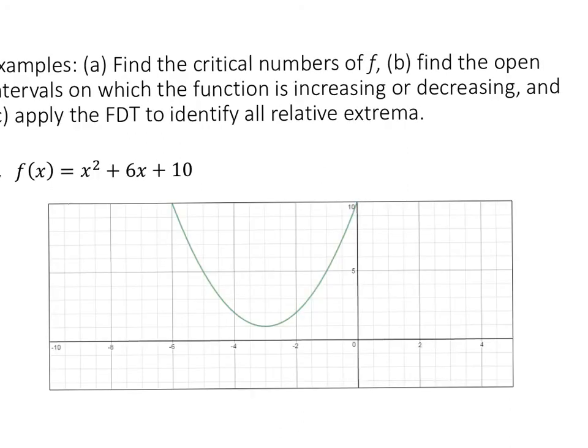And if we look at a graph here, (negative 3, 1) is indeed our low point, our minimum. It's decreasing to the left, increasing to the right. It's always nice to be able to see a graph to verify that we've done our calculus, our algebra correctly.